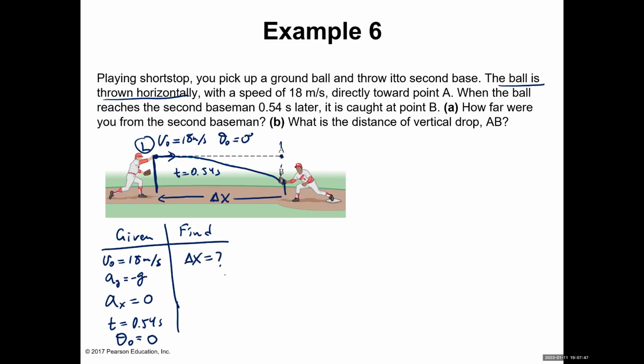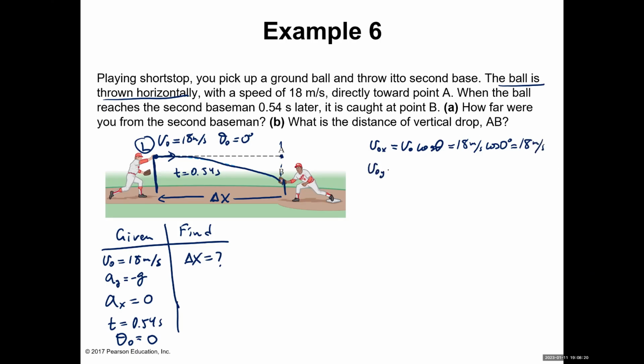Now, if you remember, I told you that if you are given the initial velocity and the launch angle, whatever they are, the first thing you always want to do is find the components of the initial velocity. So initial velocity in the X direction is initial velocity times cosine of theta, which is 18 meters per second times cosine of 0 degrees. Cosine of 0 is 1, so it's 18 meters per second.